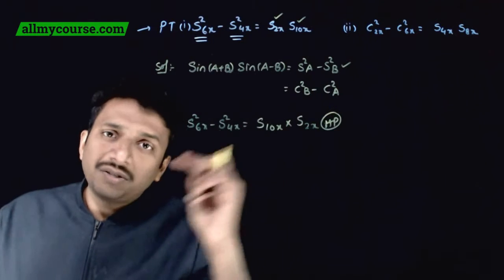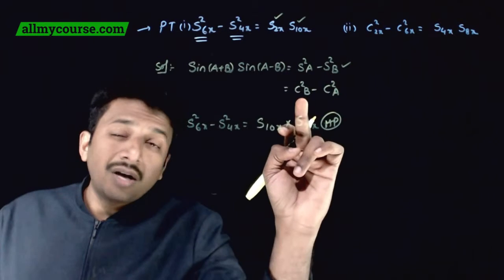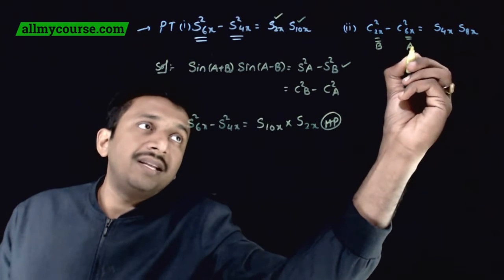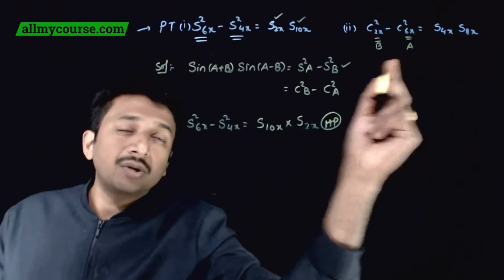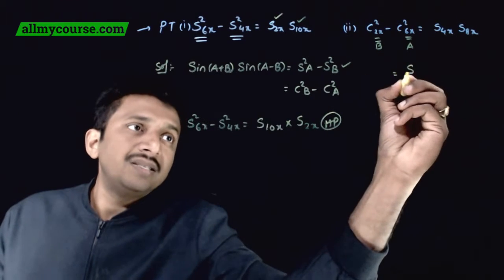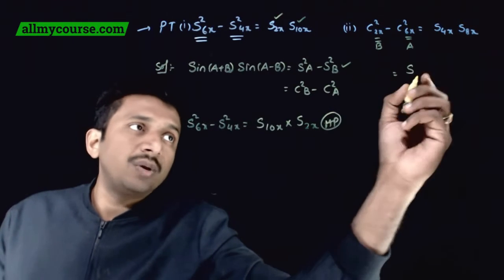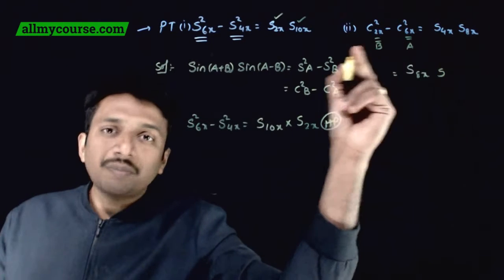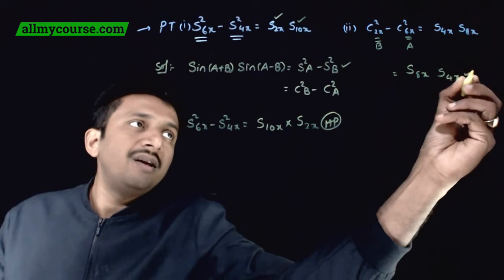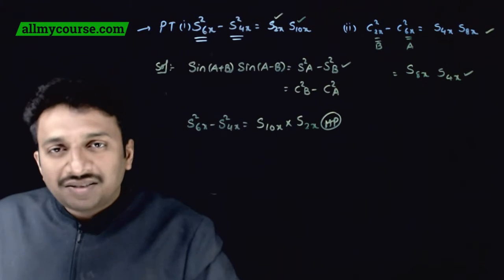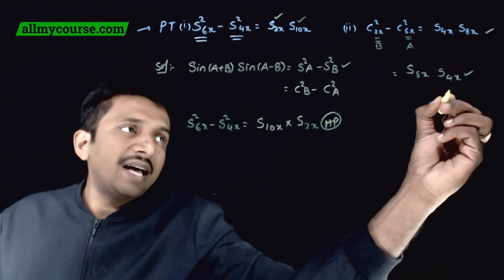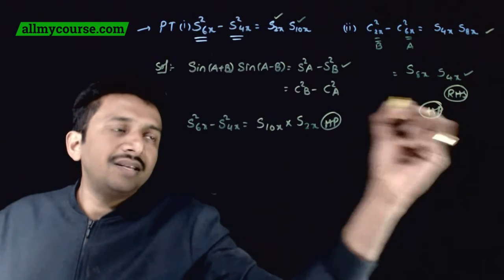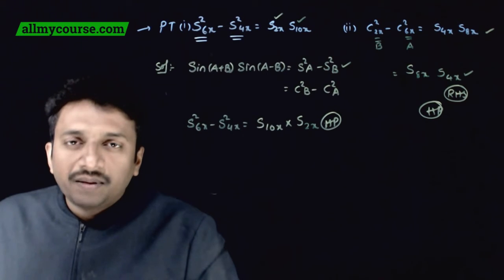This question is also based on this formula. This question looks like cos square B minus cos square A. So this angle is B, this angle is A. So cos square B minus cos square A is equal to sine of (A plus B), 6x plus 2x is 8x into sine of (6x minus 2x), 4x, which is the question which is asked. So this is the RHS which you're asked to prove. So hence this result has been proved. Thank you.